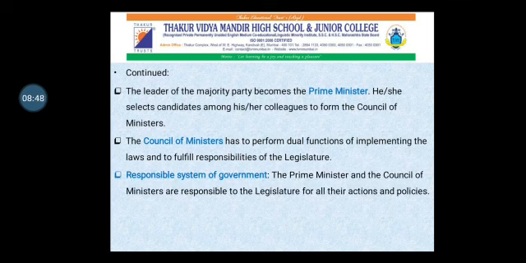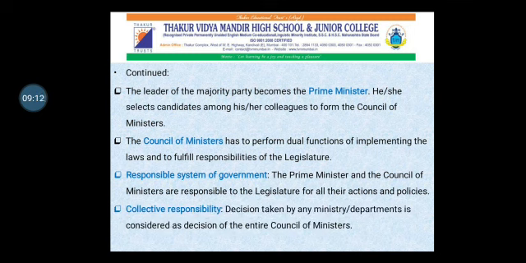Responsible system of government. The Prime Minister and the Council of Ministers are responsible to the legislature, or we can say to the Parliament, for all their actions and policies, because whatever policy they make, whatever action they are going to take, they have to keep in mind the constitutional provisions.